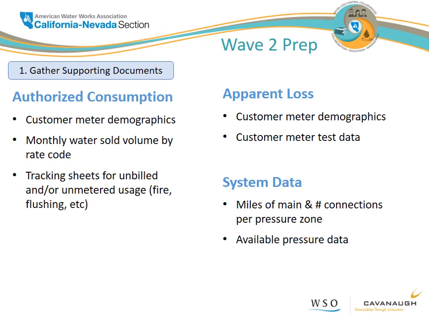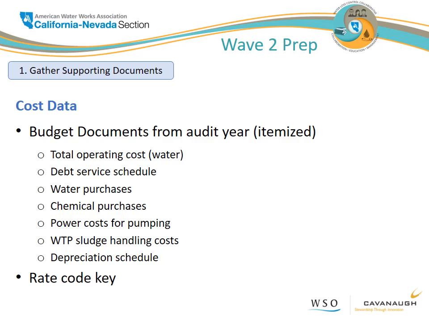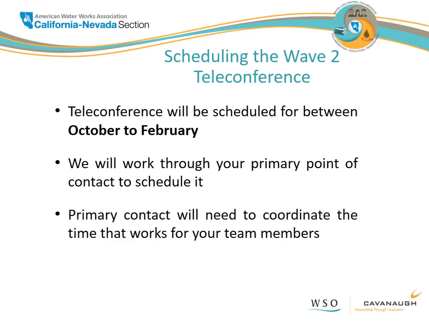Water supplied, authorized consumption, apparent loss, and system data. Again, these are the supporting documents we talked through earlier on this segment. If you want to review the discussion on those, I would encourage you to rewind in the recorded content and just take a look at that. And if you certainly have any questions as you're preparing and gathering this data, again, reach out to us, let us know. Finally, the cost data wraps up the list of supporting documents that we are asking for in preparation for Wave 2.